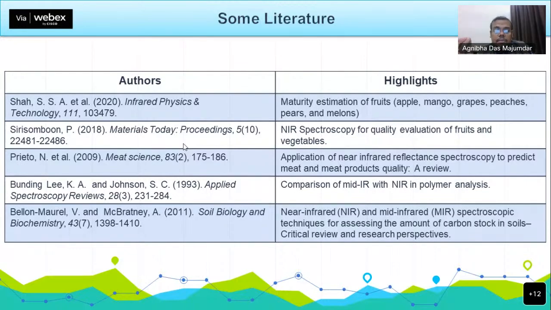grapes, peaches, pears, and melons. In this paper, they have discussed the maturity of these fruits with the NIR spectrometer in a rapid, non-destructive way. In the second paper, the authors have discussed NIR spectroscopy for the quality evaluation of fruits and vegetables. In the third paper, the authors have discussed the application of near infrared spectroscopy to predict meat quality. This is basically a review paper.